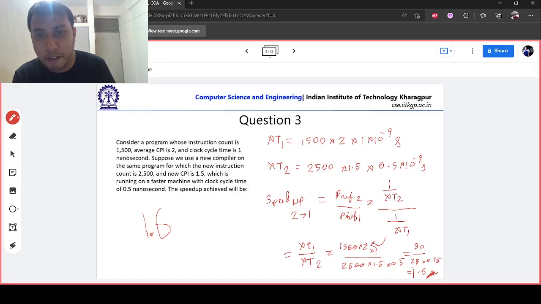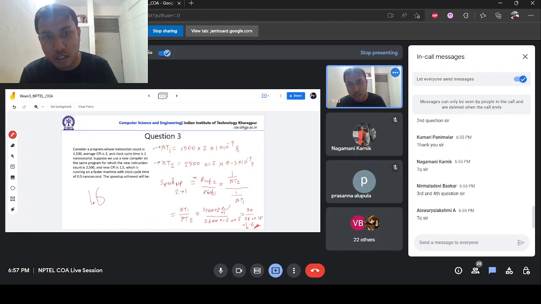So what is the speedup? Speedup is given by this formula. Speedup from 1 to 2 is basically performance of 2 divided by performance of 1. Performance is calculated as 1 by execution time, so that will be XT1 divided by XT2. Again, like the previous question, we substitute the values from the problem to calculate XT1 and XT2. Using this, the value will come out to be 1.6. This one is clear.